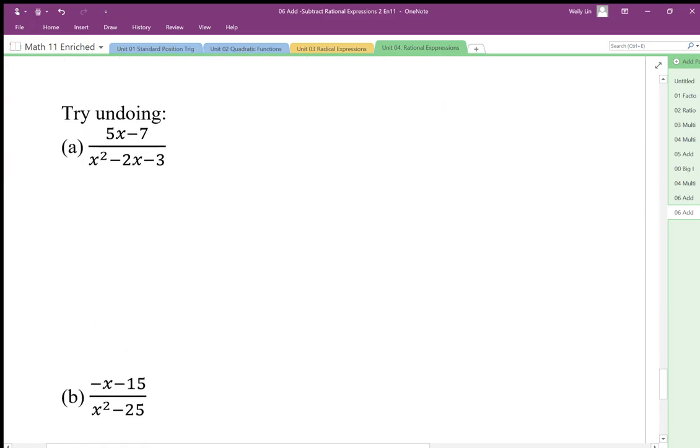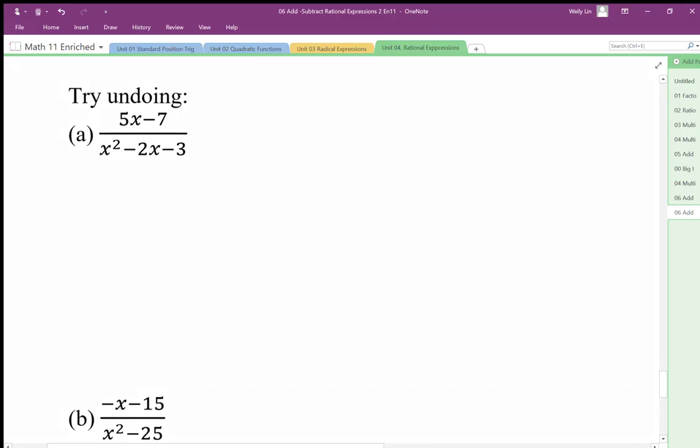So let's try undoing this one. Okay, so I'll give you some steps here. Step 1. Okay, maybe I'll write it off to the side here. 1. Factor. We need to know factor pieces. So I'm going to write this as (5x minus 7) over (x minus 3)(x plus 1).